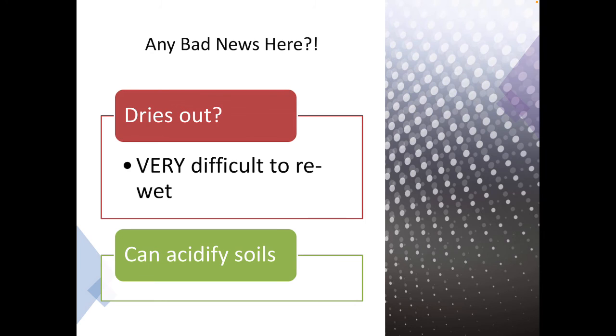Acidifying soils in Ohio is not a problem because our soils tend to be neutral to alkaline in terms of their pH, so acidifying soils is not a problem for us. If you live in places where acidic soils are a problem, then you want to look at the type of organic matter that you're adding.